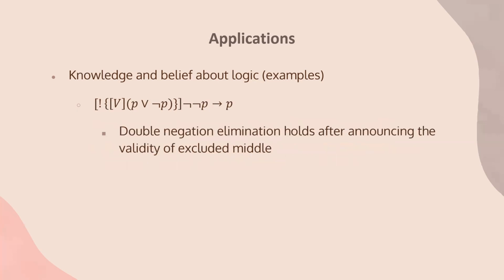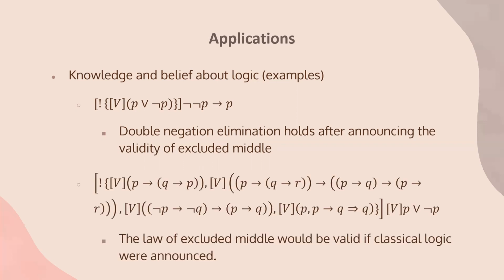We can also have other things like this, which is an example of update. If you announced that the law of excluded middle was valid, after that announcement, it might be the case that double negation elimination is true. Now, this is not a theorem of the framework because you can have other worlds where that might not be the case. And we can have this giant complicated one, which is quite fun.